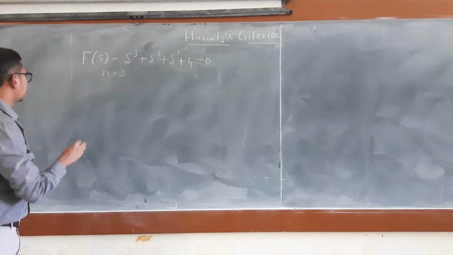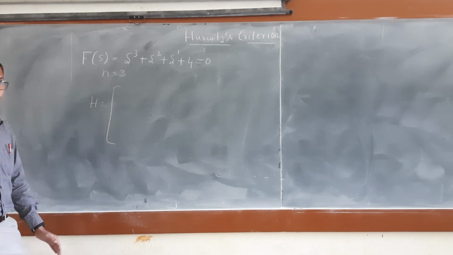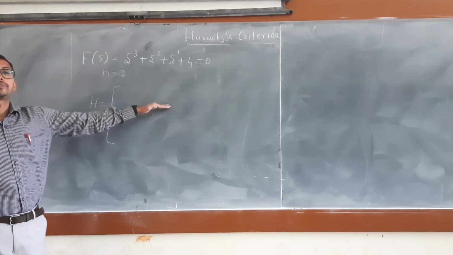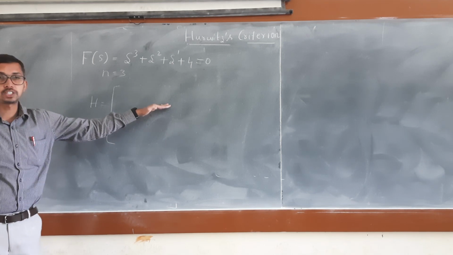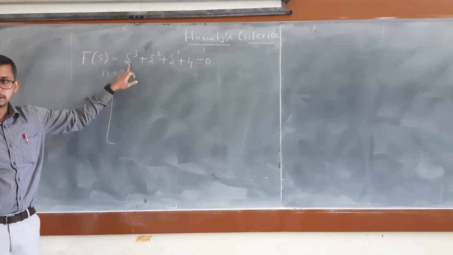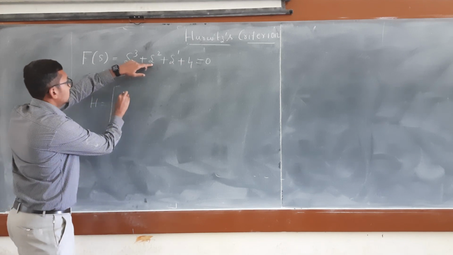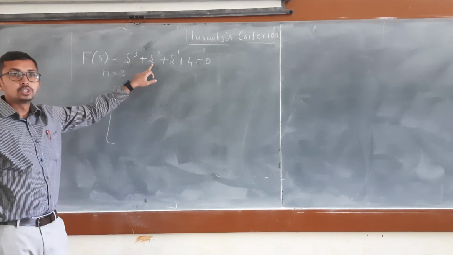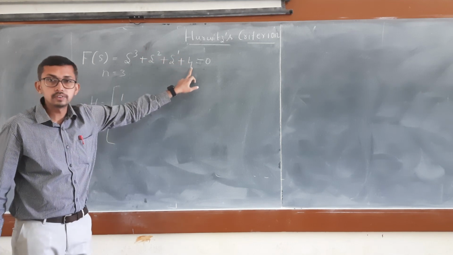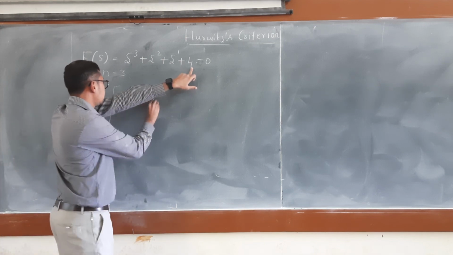So how to create H? This is the Hurwitz method. As I told, to write the first row, we need to consider the coefficient of s to the power of n minus 1. This is s to the power of n, so n minus 1 means 2. What is the coefficient of this? 1. After that, the next coefficient will be that of s to the power of 0. So what is the coefficient there? This will be the constant, 4.